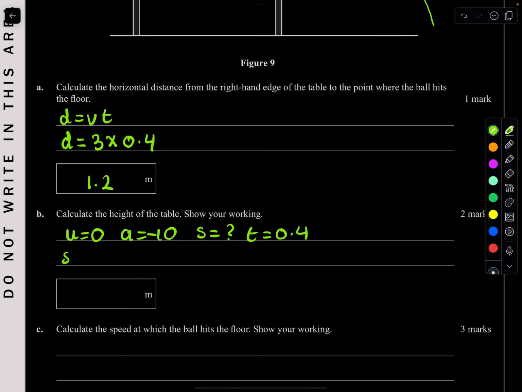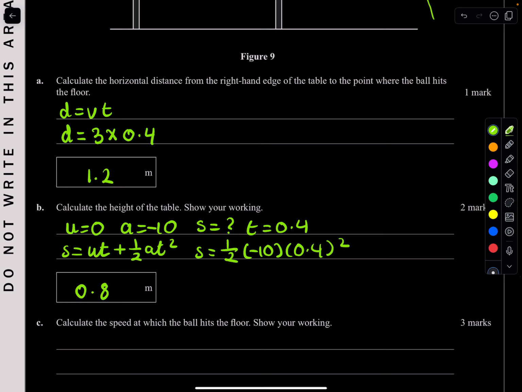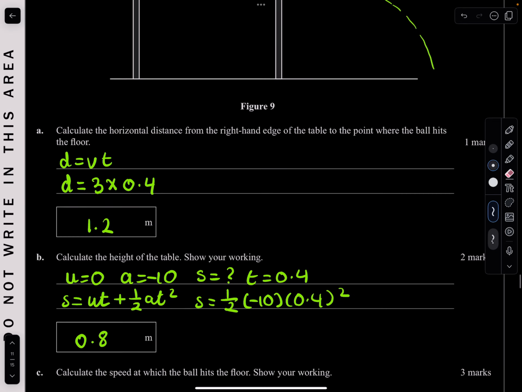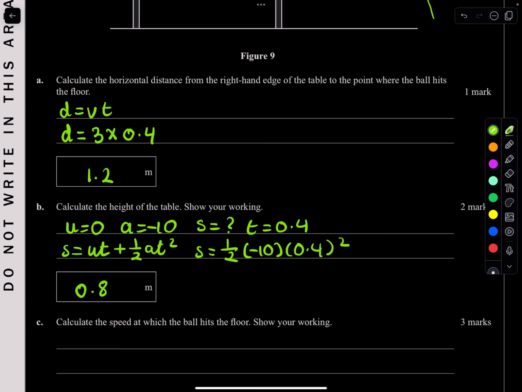So the formula that comes to mind is S is equal to UT plus half AT squared. So S is equal to, because U is 0, you'll times it by T, so that will cancel out. It's just A is negative 10, and T is just 0.4 squared. So 0.5, negative 10, 0.4 squared. And that gives me 0.8, but negative, because of course it's downwards. So 0.8 meters. Done. To how many significant figures do we want to answer? Well, everything's 2, so 0.80, I would say.